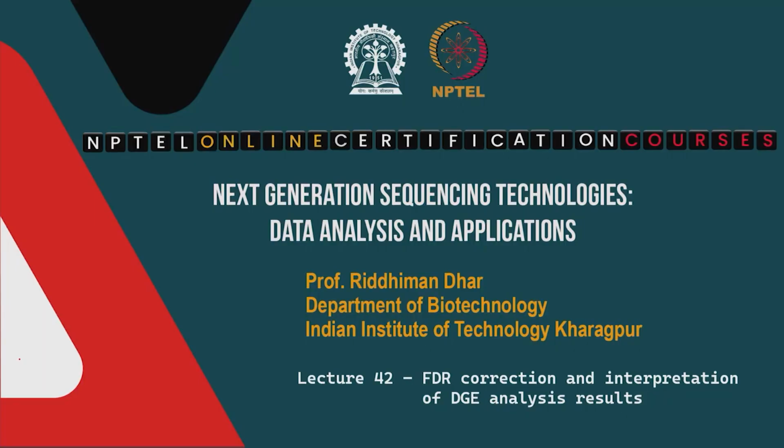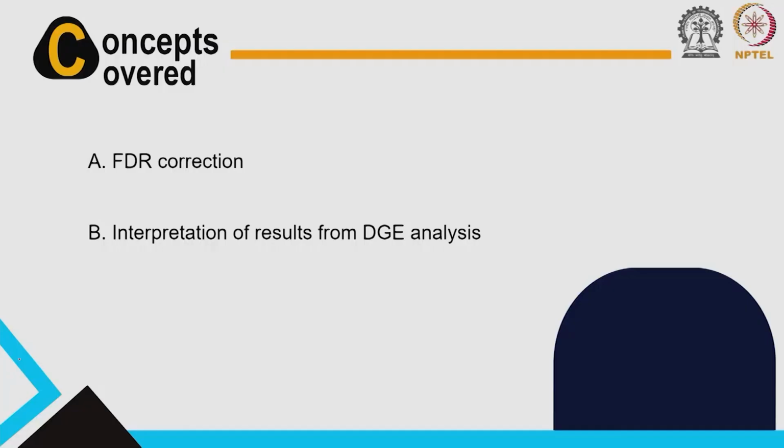In the last class we mentioned the family wise error rate correction method, and in this class we will be talking about the FDR correction method. Once we have discussed this FDR correction method, we will move on to the interpretation of the results that we obtain from DGE analysis. So, this is the agenda for today's class.